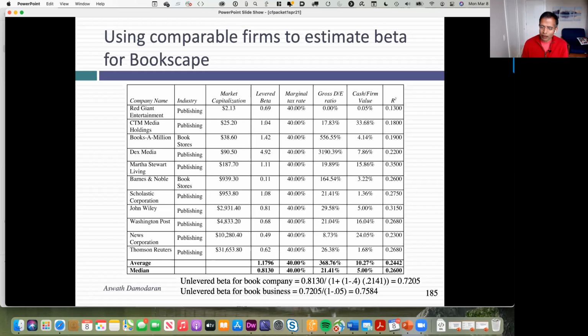I'm not working any harder than this. 10 is enough. I pulled up their regression betas. I did exactly what I did for Disney. I came up with an average regression beta, debt to equity, cash, and I came up with a pure play beta for being in the book business. So far, it looks like I'm doing exactly what I did at Disney, right?